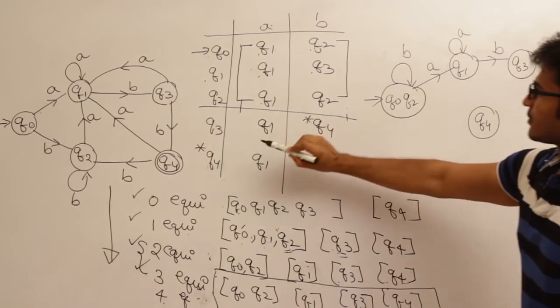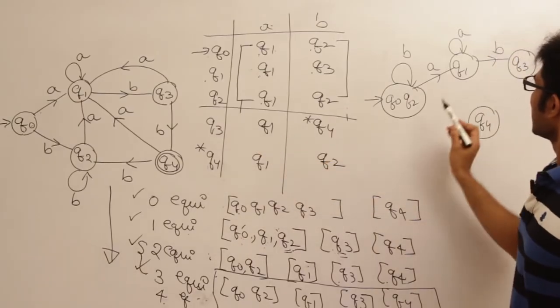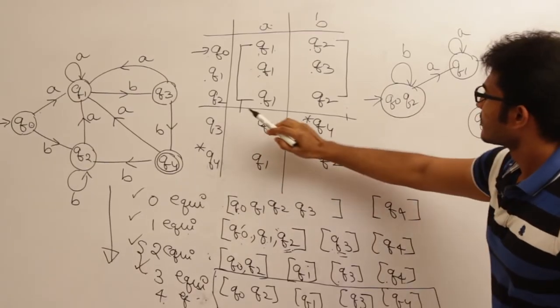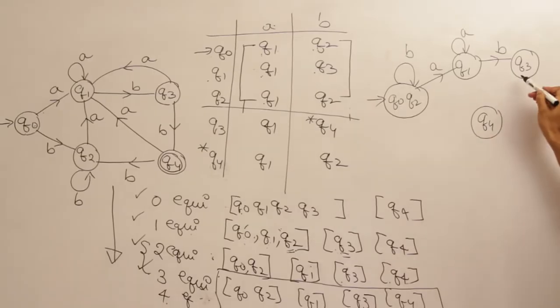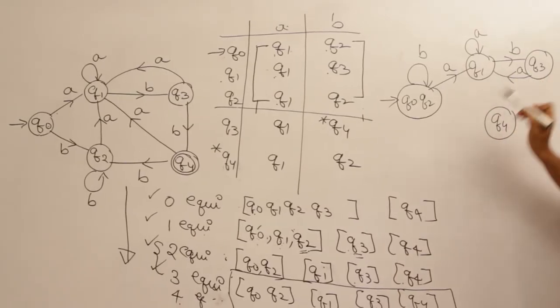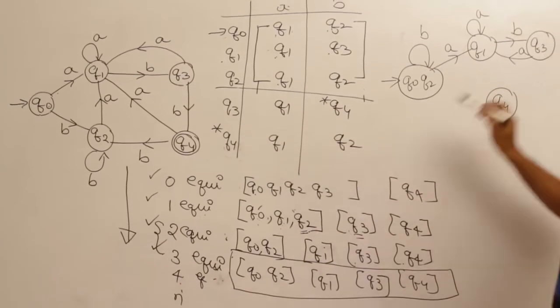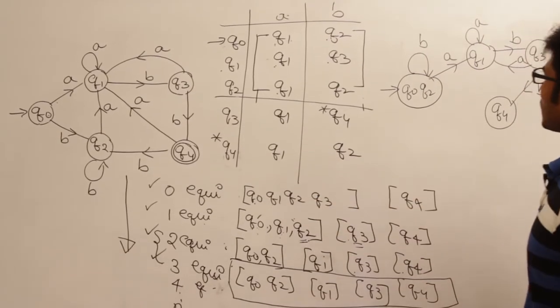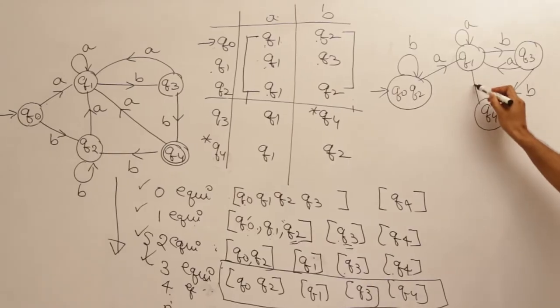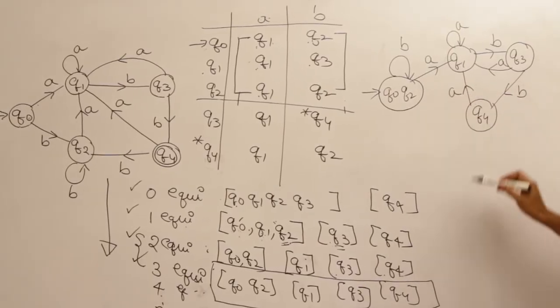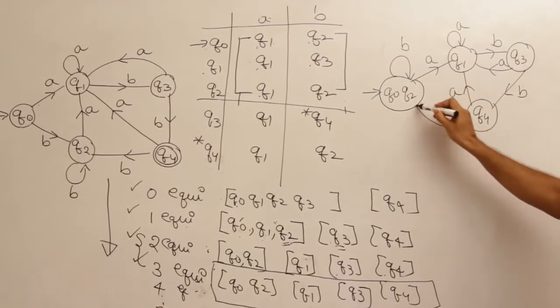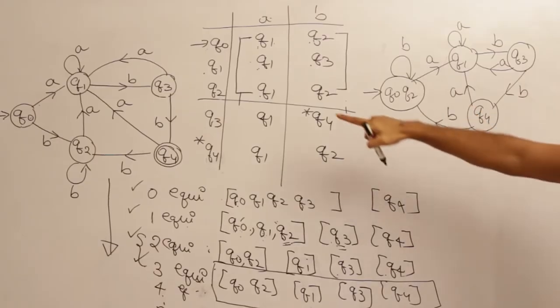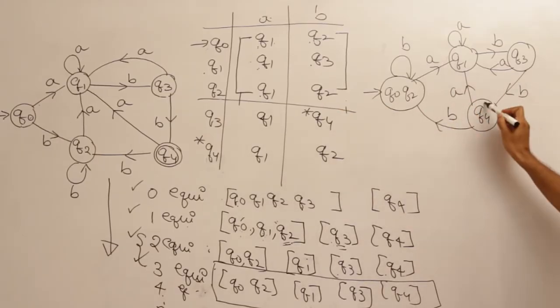and Q1 is going to Q3 on B. Next thing, Q3 on A is going to Q1 and Q3 on B is going to Q4. Next, Q4 on A is going to Q1 and on B is going to Q2. So the initial diagram became this final diagram.